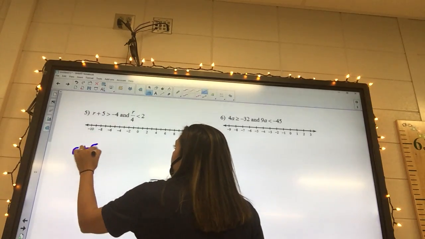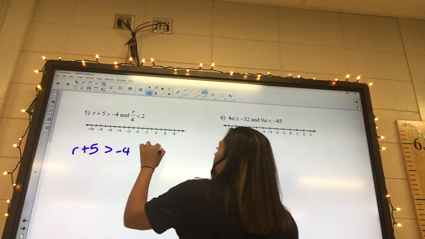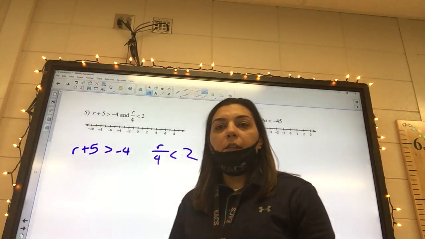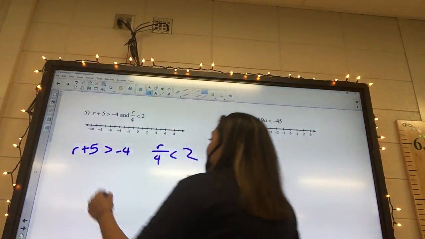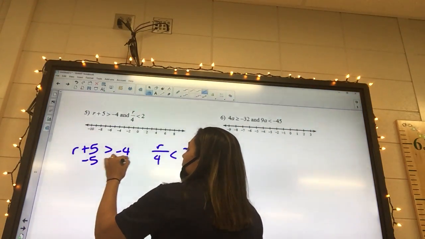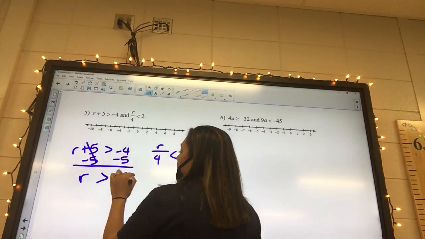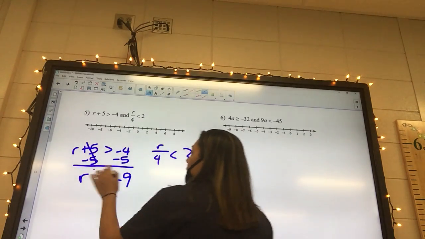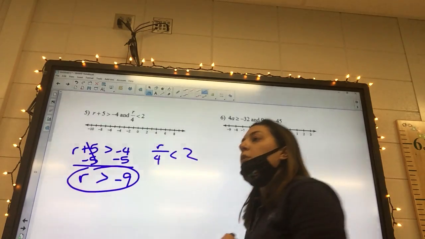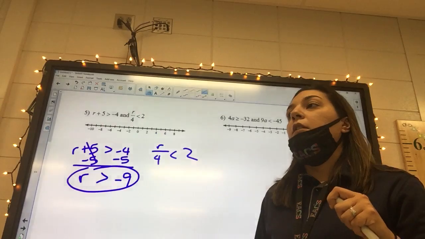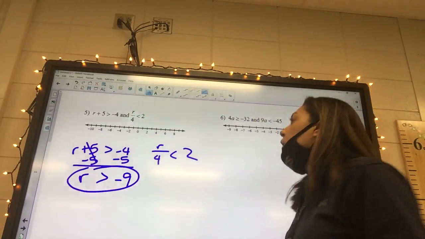R plus 5 is greater than -4, and R over 4 is less than 2. Okay, how do I get R by itself? -5. -5, perfect. R is greater than -9. Okay, so this one is done. And then is it and or? And. So what should it look like? And going in. They should be going in, okay?